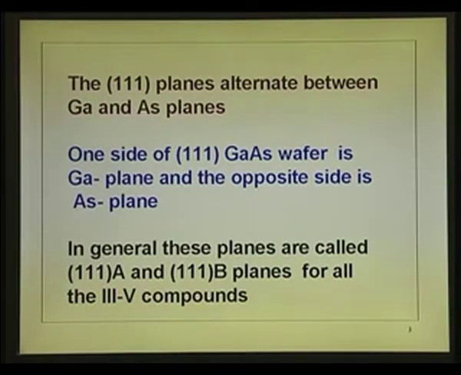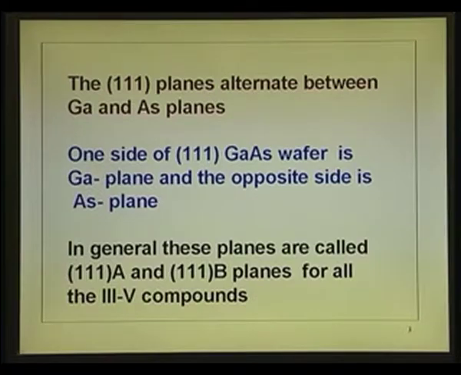Now, let us take a look at further, having seen these structures and differences. We also saw the cleavage plane of 3,5 compounds, particularly gallium arsenide, indium phosphide, etc., is the 1,1,0 plane. That also we explained why. Let us go further down.